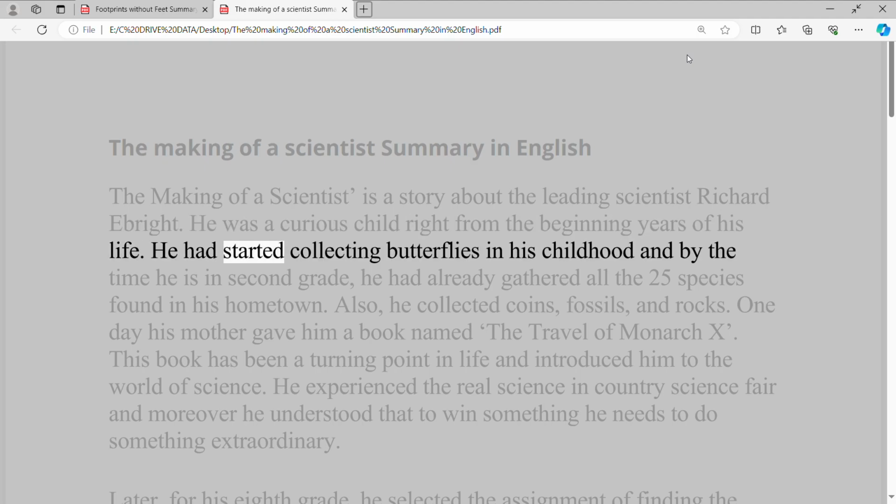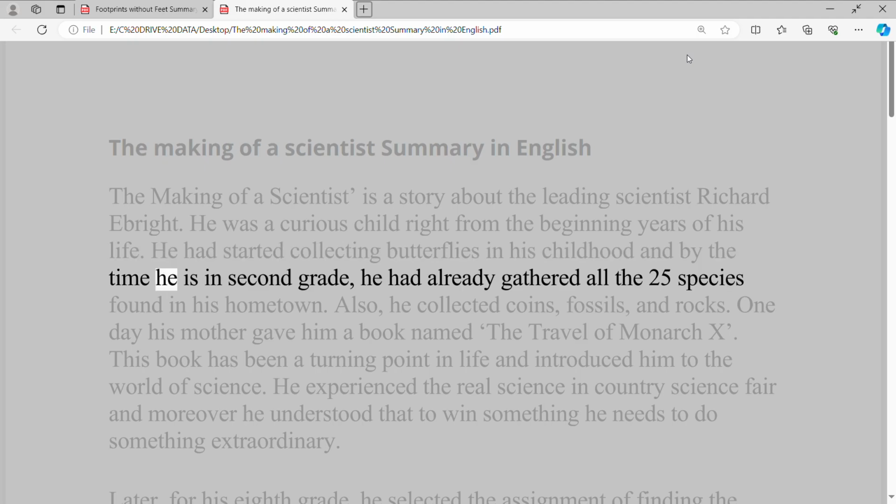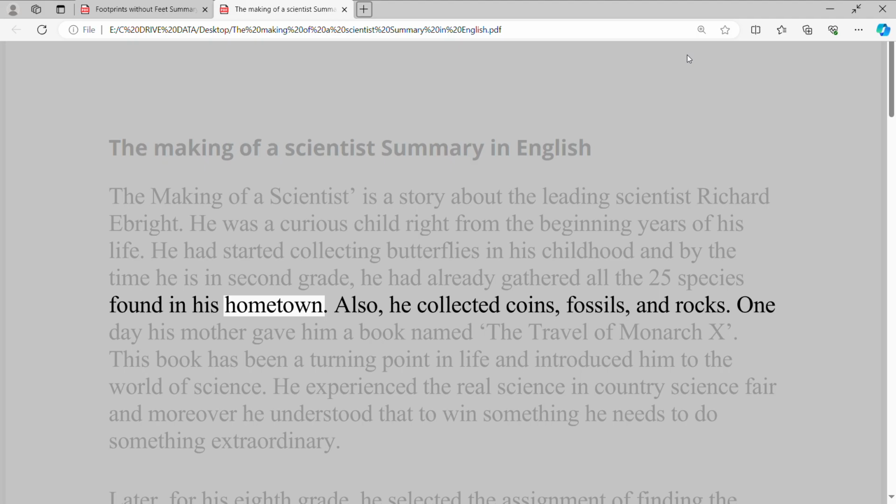He had started collecting butterflies in his childhood, and by the time he was in second grade, he had already gathered all the 25 species found in his hometown. Also, he collected coins, fossils, and rocks.